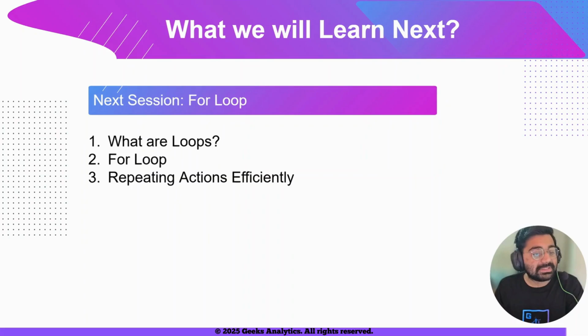So in the next session we will see how to repeat actions using for loops, and we'll also have a brief idea about what loops are. Loops allow us to process items in lists, strings, and other sequences very easily. So let's look at loops and for loops in the next session.